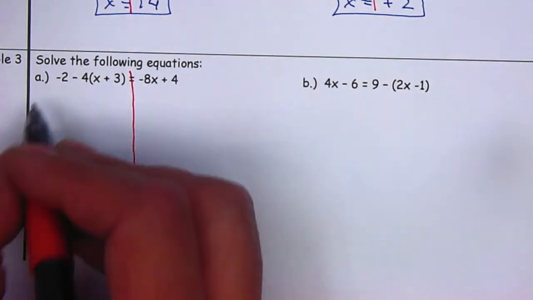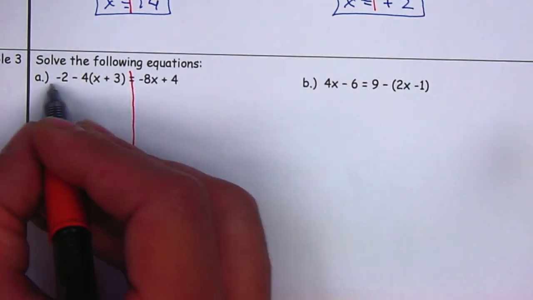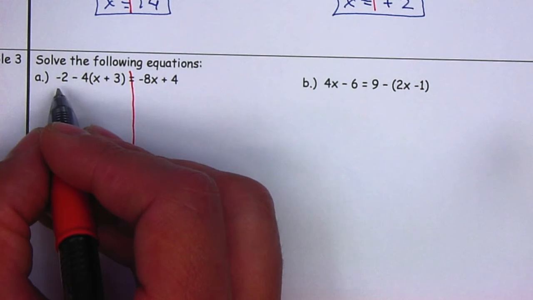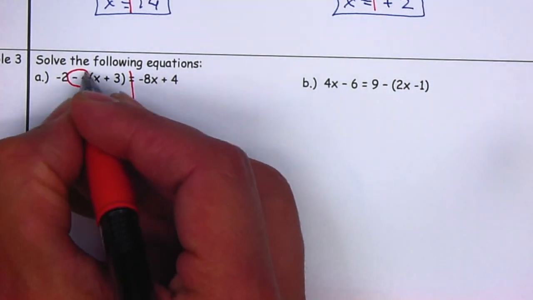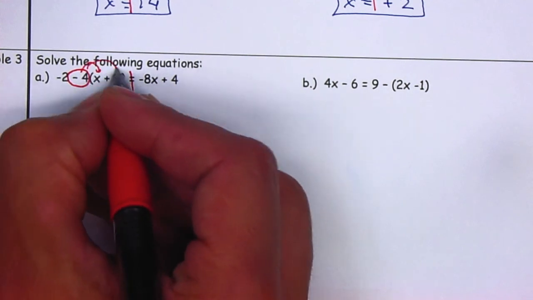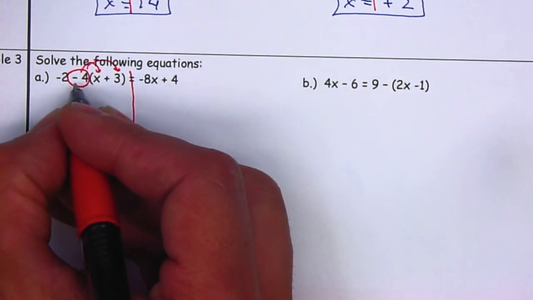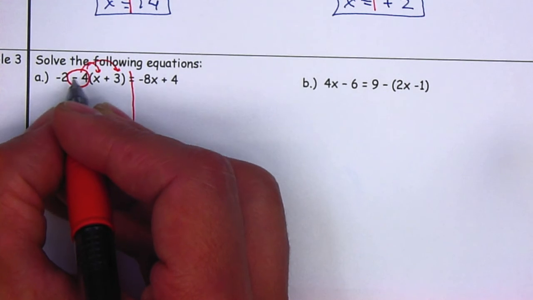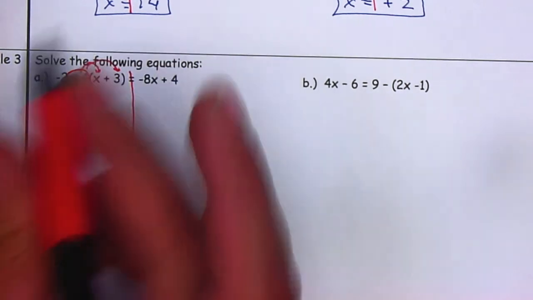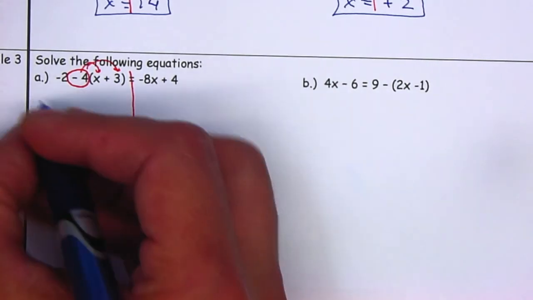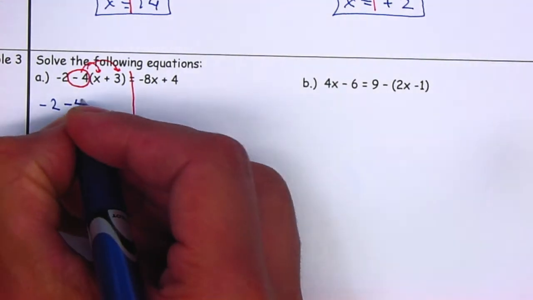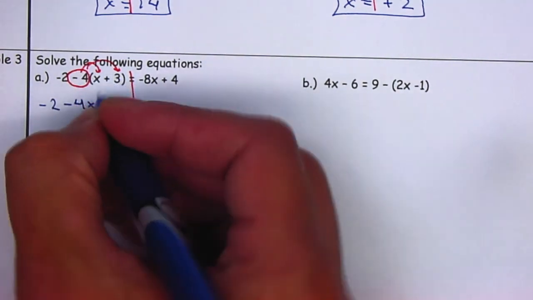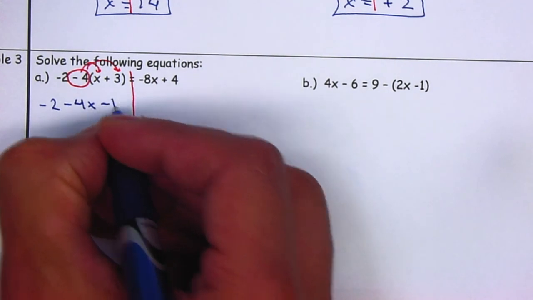Many of you guys are going to be tempted to add those two numbers. But remember, order of operations, we need to be able to multiply first before we add. So we need to be able to multiply. And I need you guys to make sure to circle the negative, because the negative belongs to the 4. The negative 2 comes down. Negative 4 times x is negative 4x. Negative 4 times positive 3 will give us a negative 12.